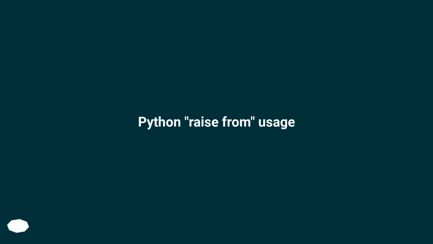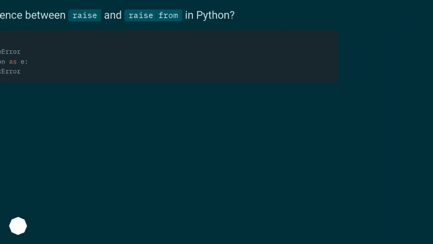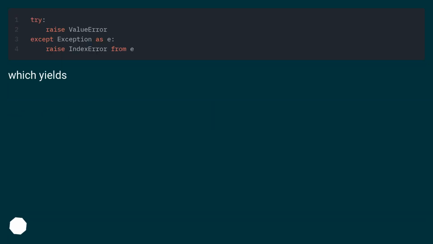Python raise from usage. What's the difference between raise and raise from in Python? Which yields, and, which yields.